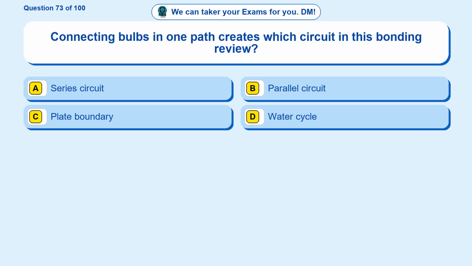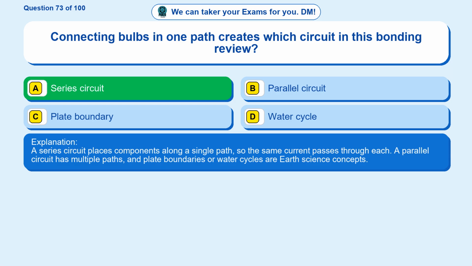Question 73. Connecting bulbs in one path creates which circuit in this bonding review? Option A, series circuit. Option B, parallel circuit. Option C, plate boundary. Option D, water cycle. The correct answer is option A. Series circuit. A series circuit places components along a single path, so the same current passes through each. A parallel circuit has multiple paths, and plate boundaries or water cycles are earth science concepts.